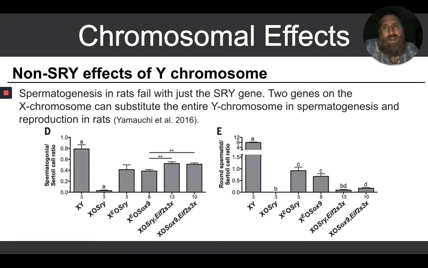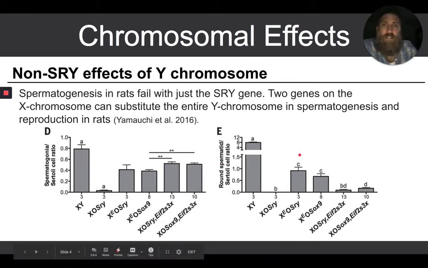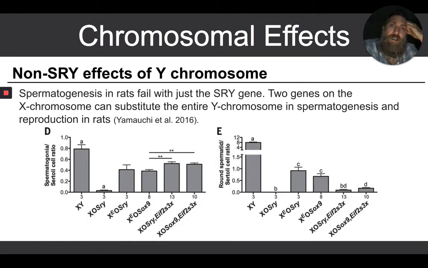There are also non-SRY effects of the Y chromosome. The SRY gene is not the only important thing on the Y chromosome. So for example, spermatogenesis, which is the development of sperm in the mammal testes. Specifically in rats, it fails if you just have the SRY gene. Sperm will not develop if you just have the SRY gene.